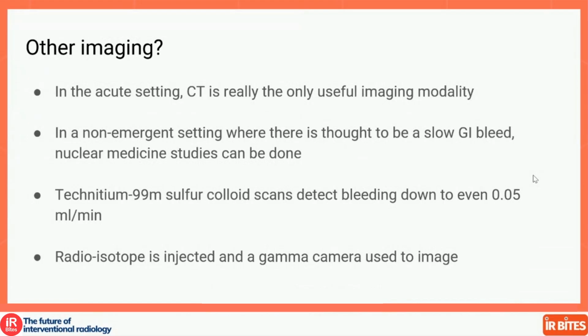Usually the radioisotope is technetium-99m, and the technetium-99m sulfur colloid scan is usually the one that is preferred, although they can also do labeled red cell scans. After the radioisotope is injected and they wait a certain amount of time, the patient goes and lies on a gamma camera, and the gamma camera basically forms a picture based on counting the number of signals that it receives from the gamma being given off by the radioisotope.